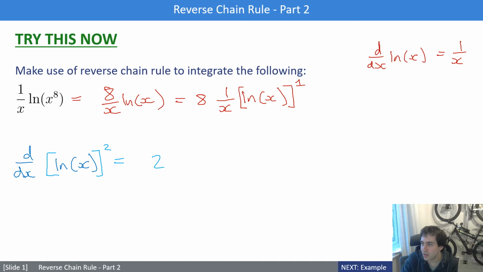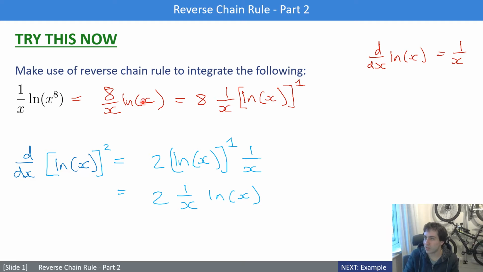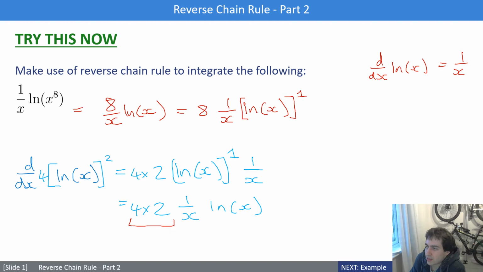And what do we get? The 2 comes down. I get ln x to the power of 1 again. Then I multiply by the derivative of ln x, which is 1 over x. So we get 1 over x ln of x, which is almost what we wanted, right? It's almost this, except it's a 2 instead of an 8. So let's multiply everything by 4. I'll put 4 here, then 4 here, 4 here, which effectively makes this 8, and we've done it. This function here is exactly what we started with, just a different form.